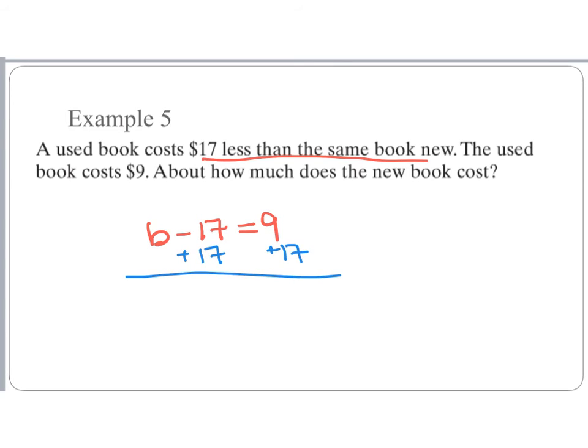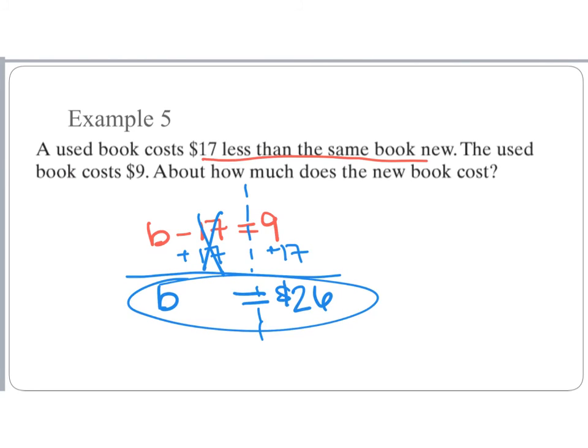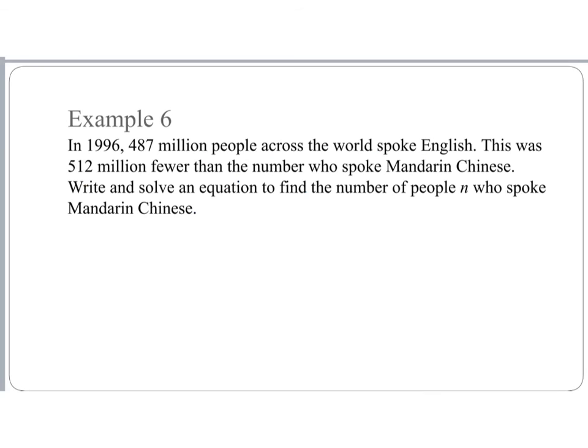Okay, you do not have to draw the dash lines through the equal sign if you don't want to, but if it helps you, by all means, go ahead and keep doing it. So here I have B, negative 17 plus positive 17 is going to cancel, and 9 plus 17 is going to give me $26. So the new book is $26.